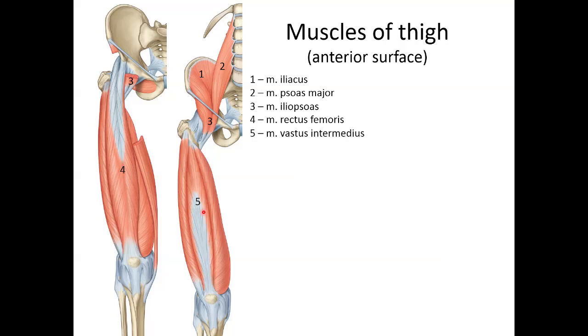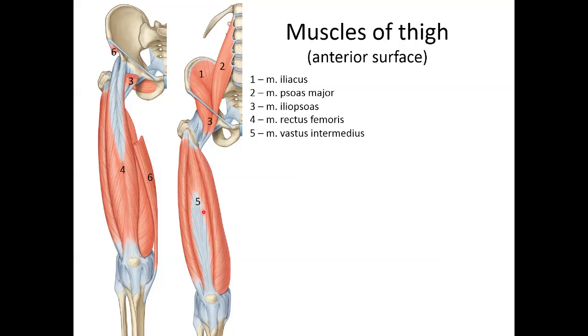What does the term vastus mean? In translation it means wide muscle. So musculus vastus intermedius. Why intermedius? Because we can also find vastus medialis and vastus lateralis. That's why. And now number 6.